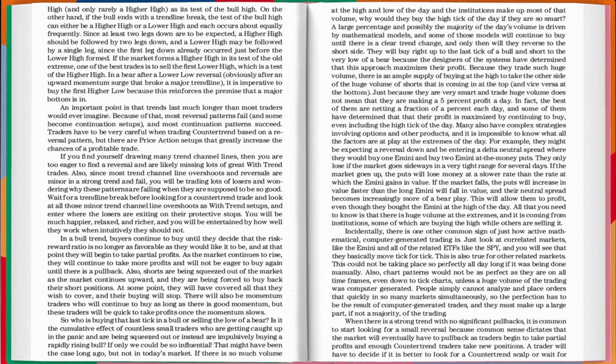For example, they might be expecting a reversal down and be entering a delta neutral spread where they would buy 1 E-mini and buy 2 E-mini at the money puts. They only lose if the market goes sideways in a very tight range for several days. If the market goes up, the puts will lose money at a slower rate than the rate at which the E-mini gains in value. If the market falls, the puts will increase in value faster than the long E-mini will fall in value, and their neutral spread becomes increasingly more of a bear play. This will allow them to profit, even though they bought the E-mini at the high of the day.